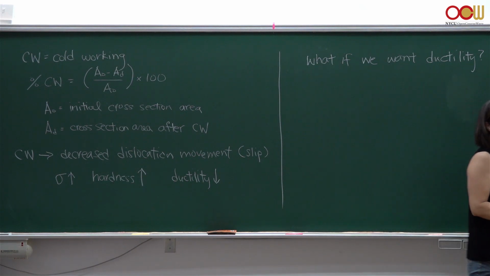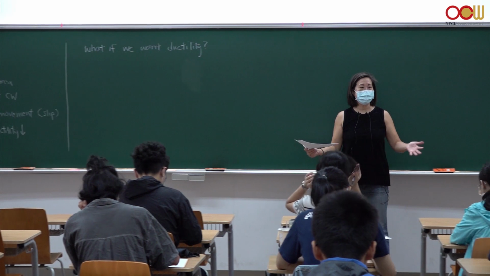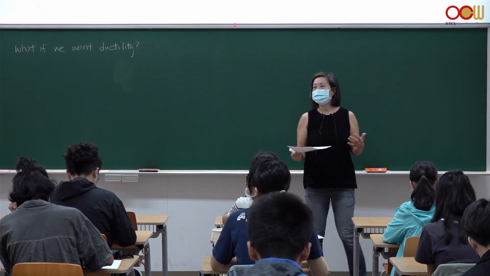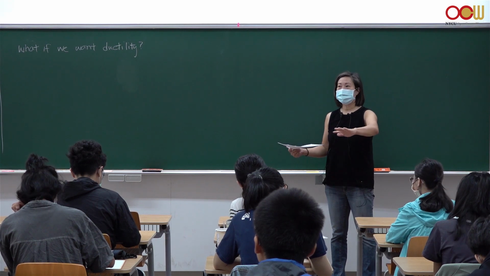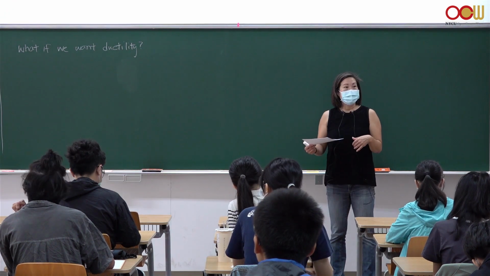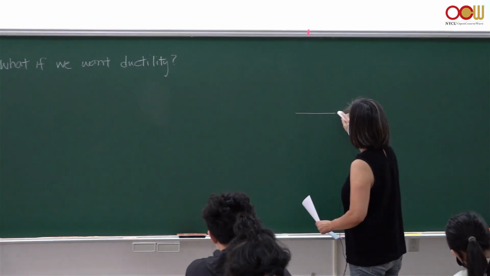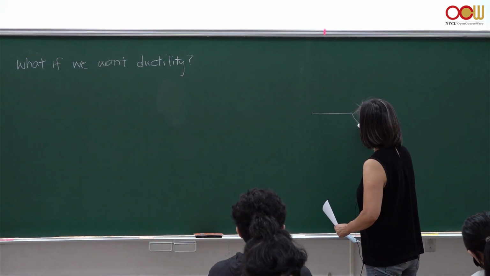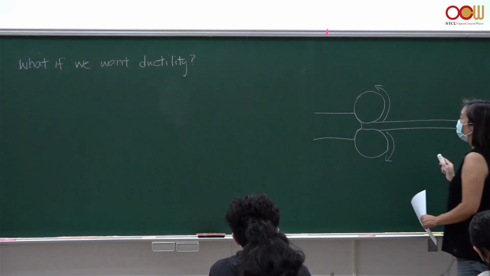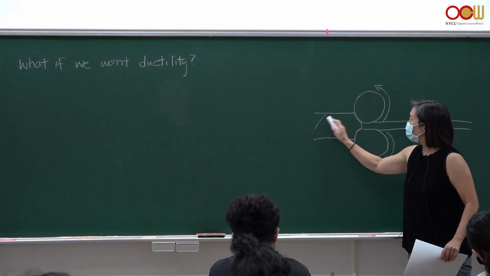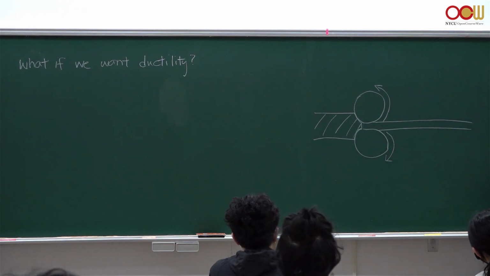But what if you want ductility? So let's say for some reason you have to work a material, like making aluminum foil or any kind of foil, a thin sheet of something. You have to roll the material. So you feed a piece of aluminum stock into a roller, so you feed a piece of metal into a roller so that you can make a thinner sheet.